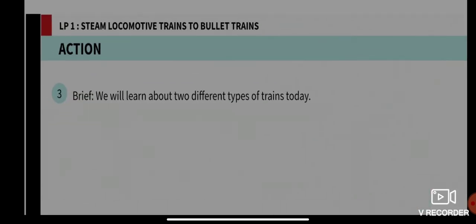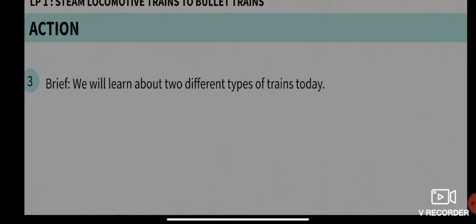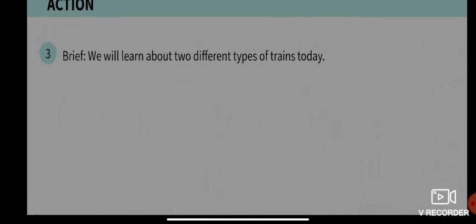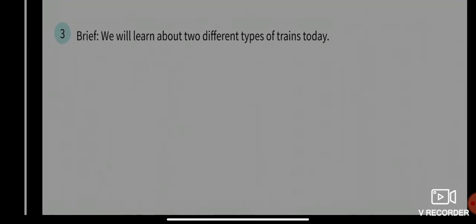Now, today we will learn about two different types of train.